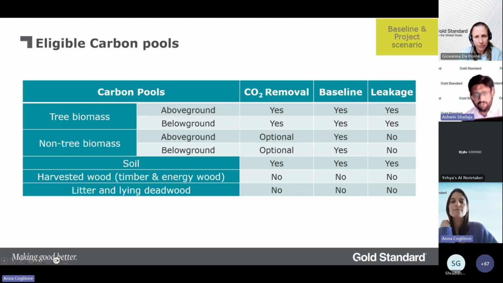Thanks. These are the eligible carbon pools. I won't go into the details, but the key ones: tree biomass and non-tree biomass are applicable in baseline. Soil is allowed. Harvested timber is not allowed. Litter and lying deadwood are again not allowed within the methodology. The next slide.